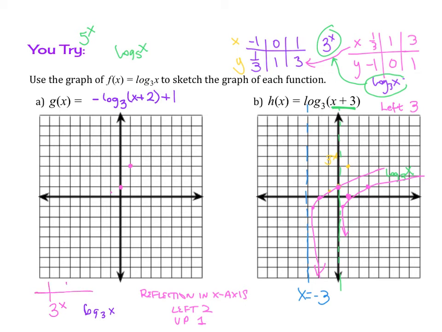So again, if you need to plug in points, -1, 0, and 1, you could do that. 3 to the 0 is 1, 3 to the first is 3, 3 to the -1 is 1/3. Now, then you just switch the x and the y. So therefore, log base 3 of x is going to be here at (1, 0), (3, 1), and (1/3, -1) here. And now that is the blue, that's my log base 3 of x.